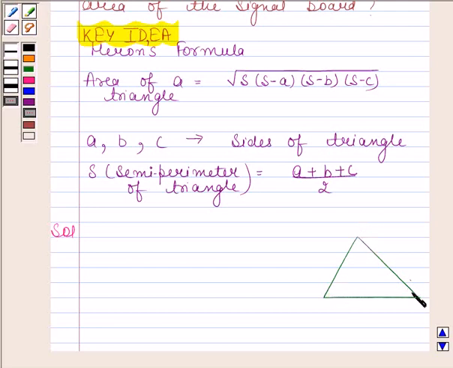Now suppose this is a traffic signal board which is in the shape of an equilateral triangle. As this is an equilateral triangle, let each side of this triangle be equal to A. We have to first find the area of this signal board by using Heron's formula. Let's first calculate the semi-perimeter of this triangle. As each side is equal to A, the semi-perimeter is equal to A plus A plus A by 2, and this is equal to 3A by 2.